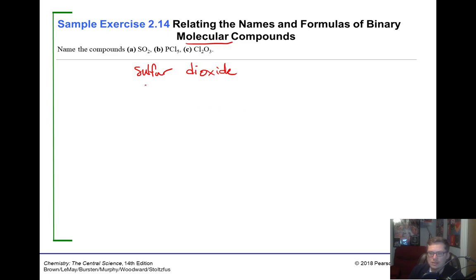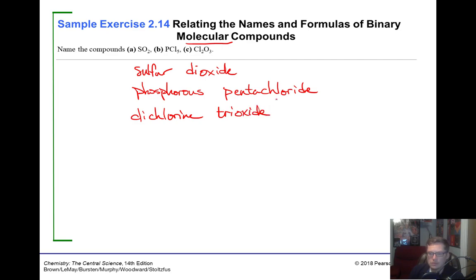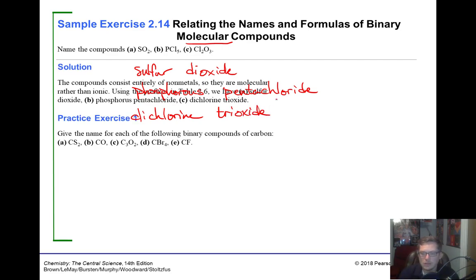Okay, sulfur dioxide. This next one here would be phosphorus, and then there's only one of them, so we don't put mono. And then this guy, well, 5 was penta, and then Cl5 would be chloride, pentachloride. Okay, next one, Cl2O3. Cl's farther to the left, so we say it's dichlorine, and then trioxide. Cool. All right, let's see.